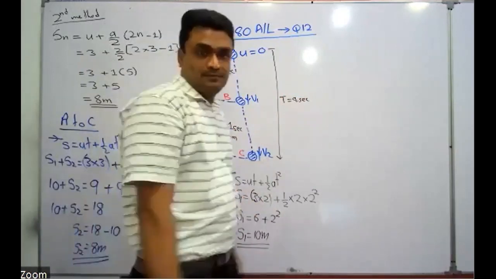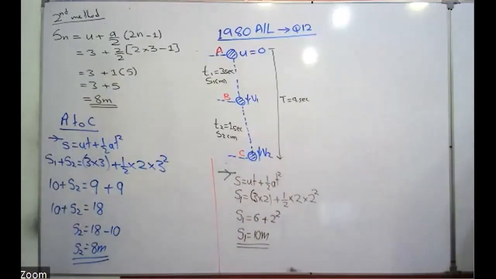Draw the figure. But as this is a very old question, the value of g should be used as 9.8. This is a very old question and no need to simplify the final answer. You can keep answers with 9.8.